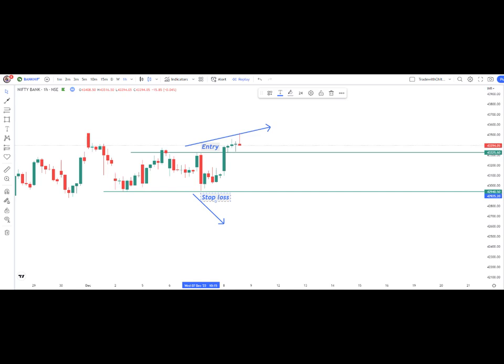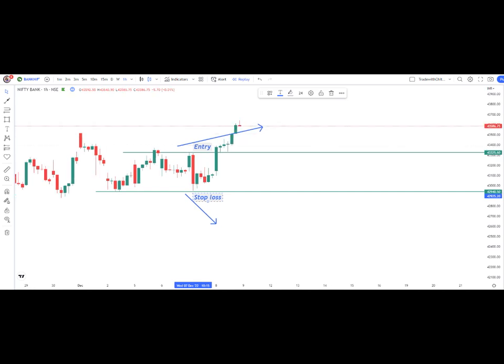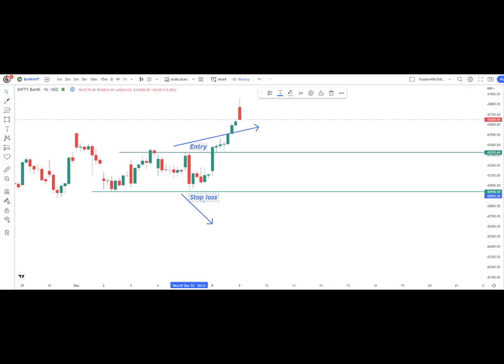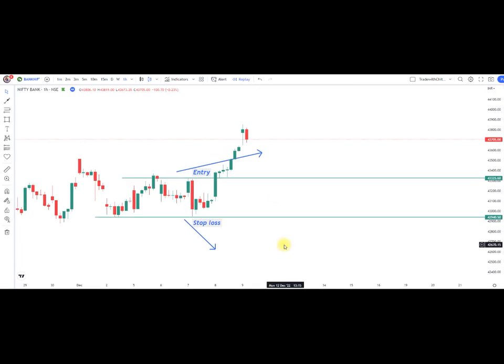Once we enter into the trade, and if the trade is going in our favor, we can always book the profit, or we can always trail the profits according to the risk reward ratio. We will see how many points we got in this particular trade. We entered here, and after we entered the trade, we got almost 520 points. The time frame we have selected is 1 hour, so this is for the swing traders.